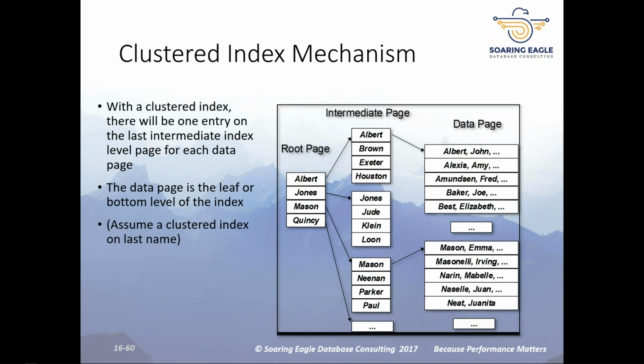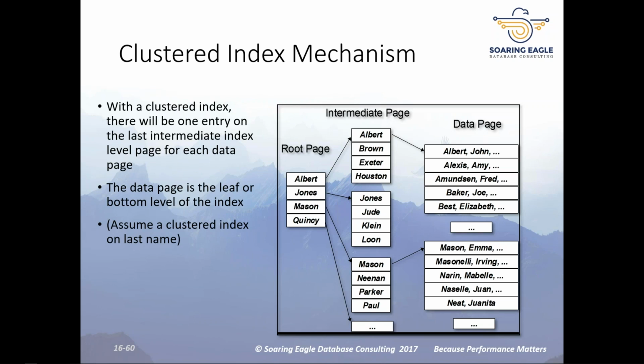Now, I continue building the levels out. I go out to that next level, and I build it exactly the same way as I built the first level. Take the first entry, which is Albert, bring it in. Take the first entry, which is Jones, bring it in. Take the first entry, which is Mason, bring it in. And I do that until I've hit the end, and then I have my next level. Now, when I get to a level that has one page in it, I've got the root page, and that root page is my basic entry point for that index and for that data.